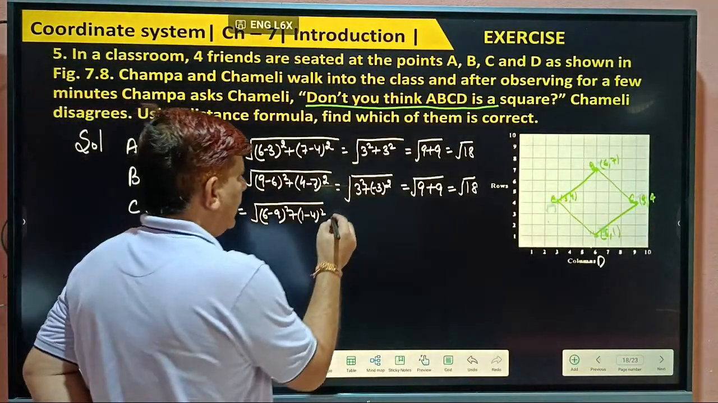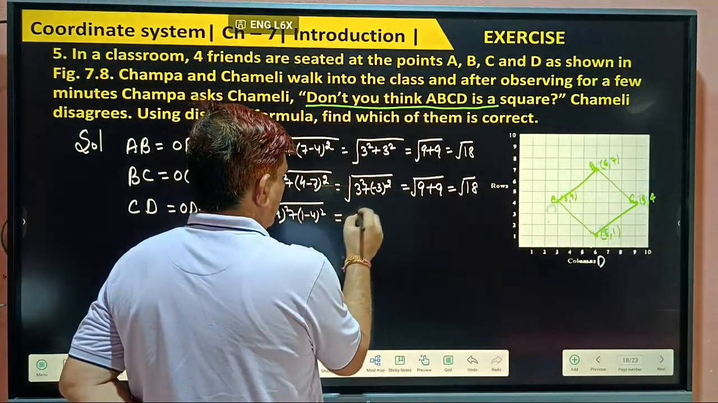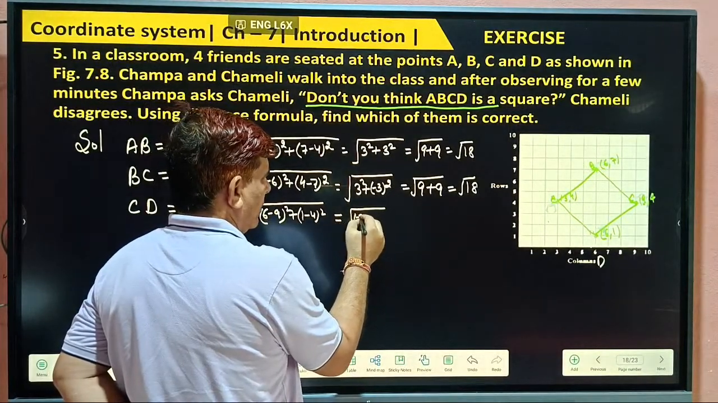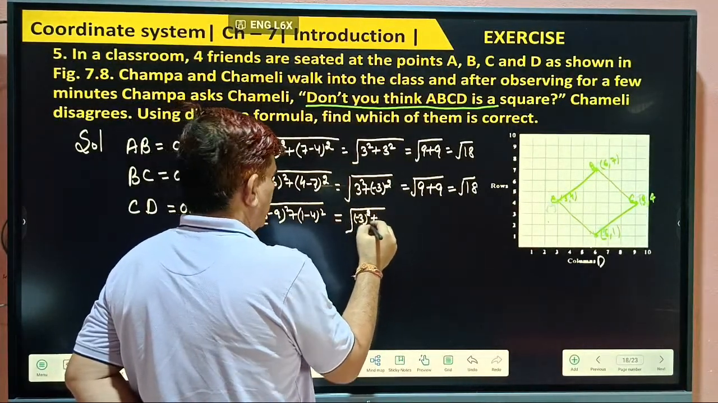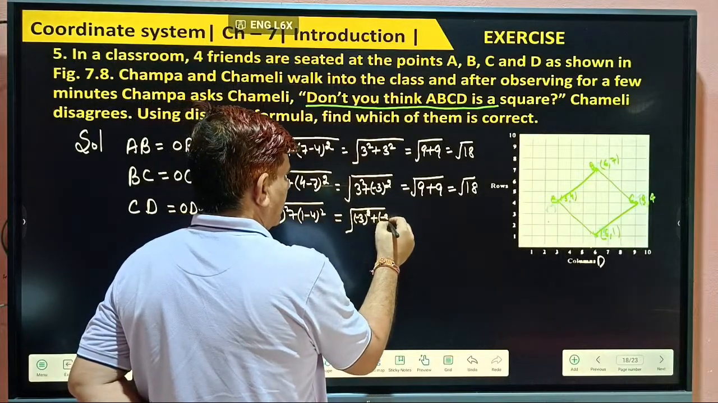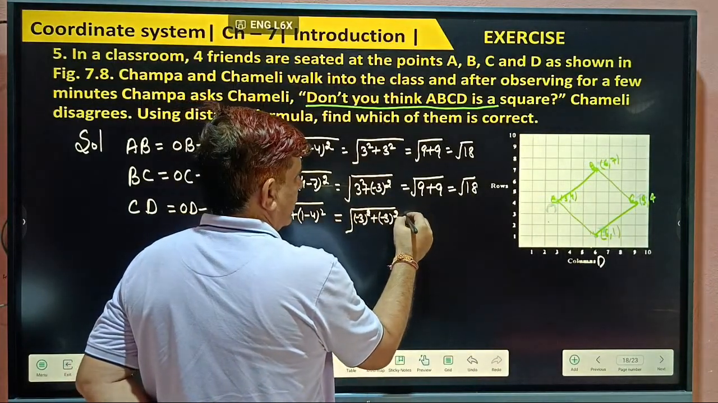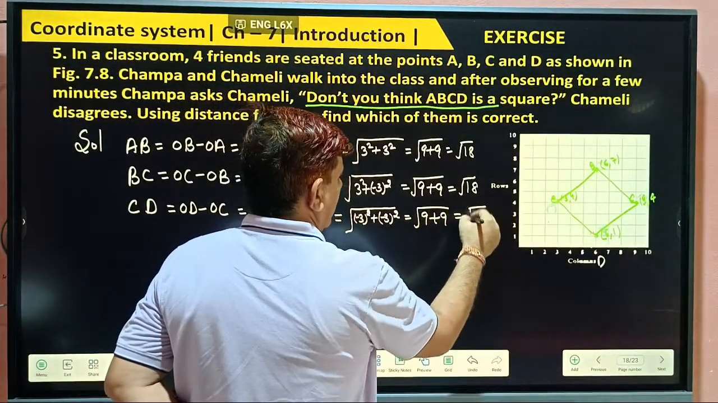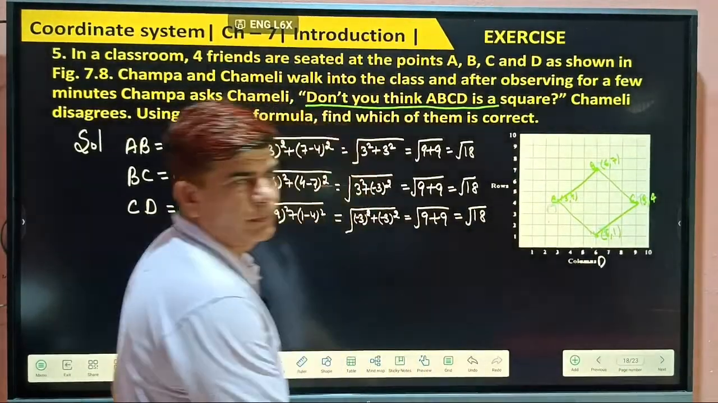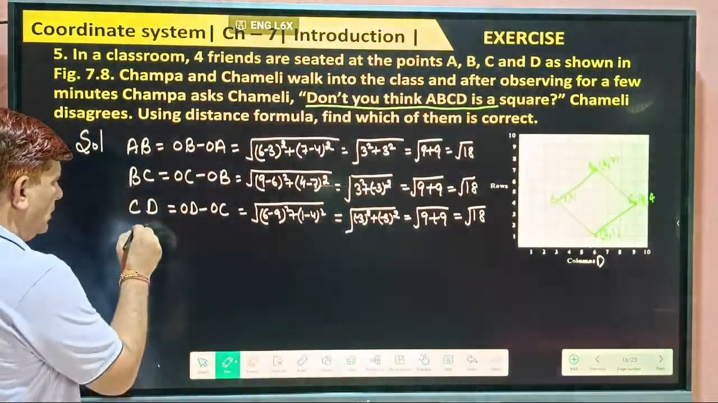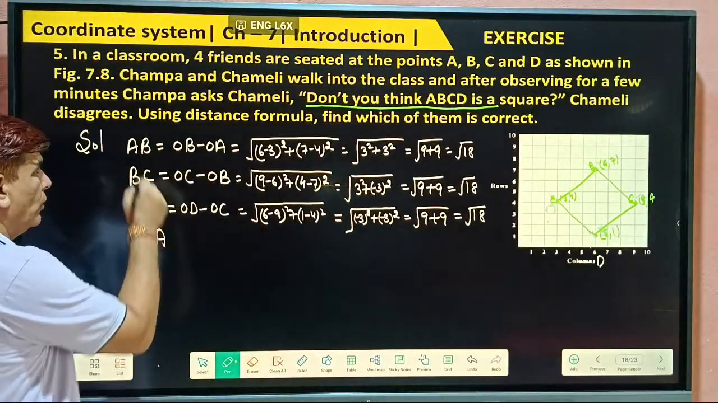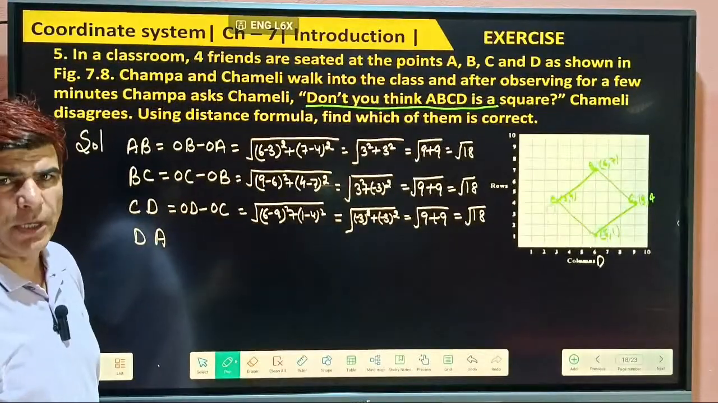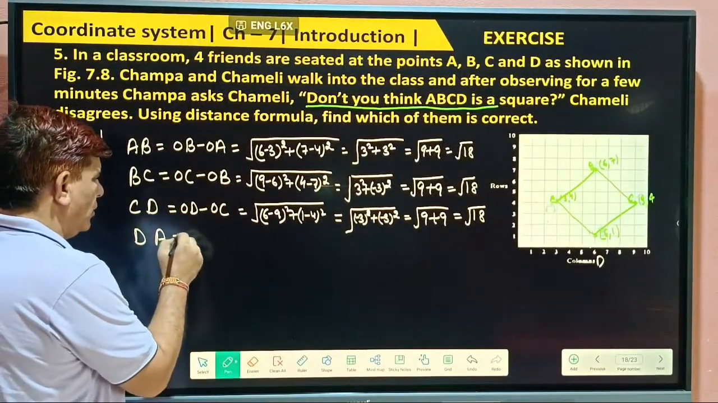CD equal to how much? 6 minus 9, minus 3 whole square plus 1 minus 4, minus 3 whole square, is equal to 9 plus 9, which is equal to under root 18. Got it? CD, D. Look one time, A, B, C, D, B, C, D, A. That depends on you. You can apply any way. It's not a matter.